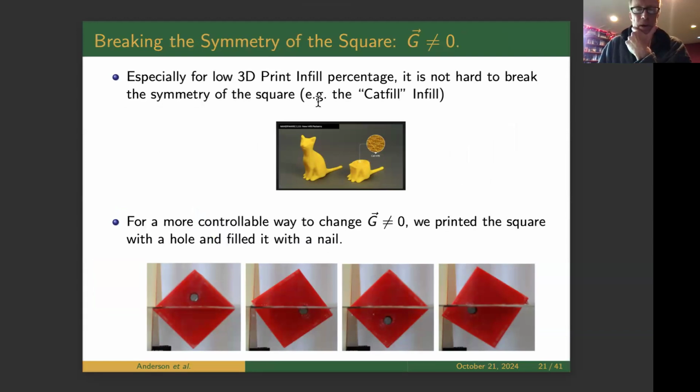Especially for the low 3D print infill cases, it's easy for the square's symmetry to break. And so we decided we would do that in a more controllable way and put these holes in and fill it with a nail. We just did a couple of calculations in that example. So this nail is moving towards one of these corners. When that's up or down, it floats pretty symmetrically. But when it's off to the side, you can see it tipping one way or the other. So there's a little symmetry breaking there.